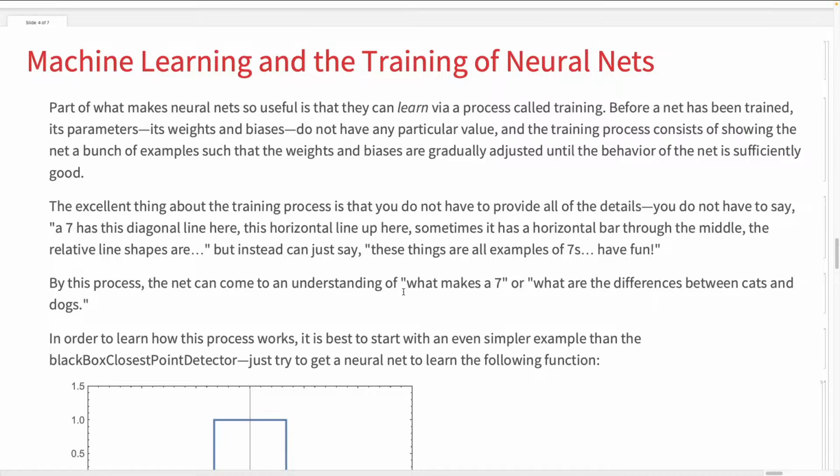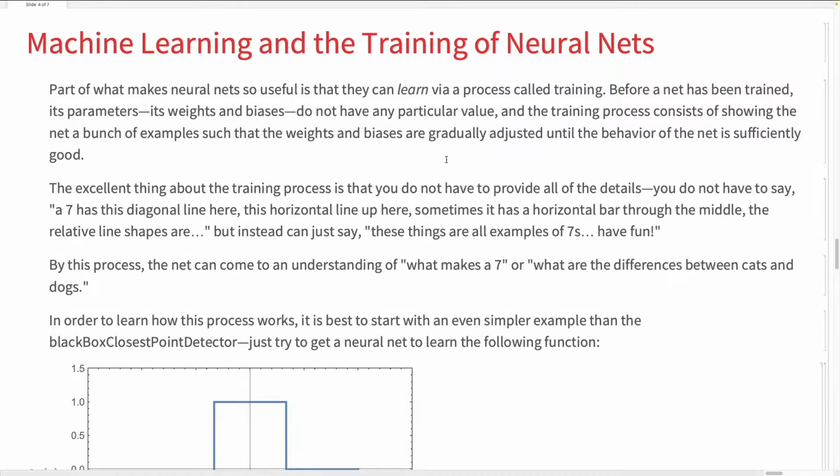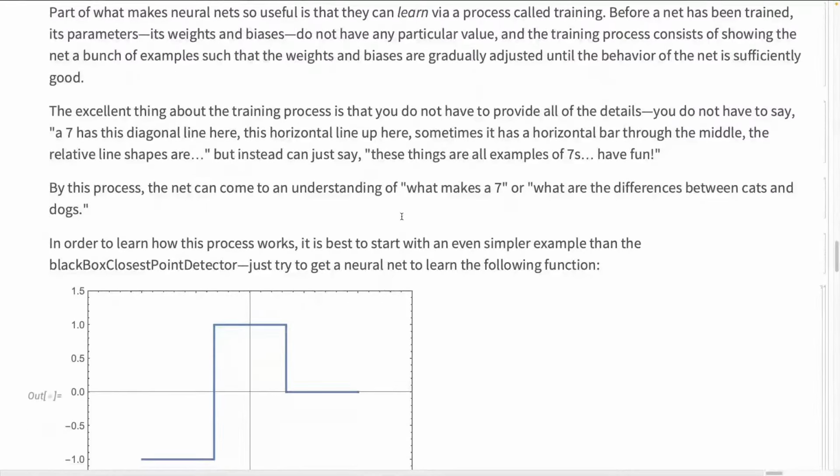So it's not just a set it and forget it algorithm. These neural nets can be trained to improve at whatever task you've set them to. Before a network has been trained, the parameters, that is the weights and biases, like the connection strengths in that network, don't have any particular value, and you just set them at random. In the training process you show the network a bunch of examples, and then it will adjust its parameters, its weights and biases, gradually until the net does a good job of replicating the things you're showing it. So let's get into an example here.